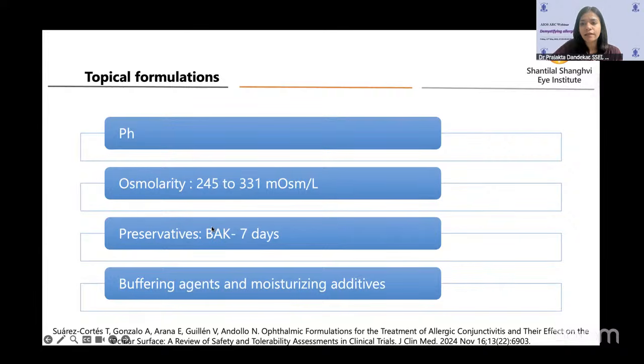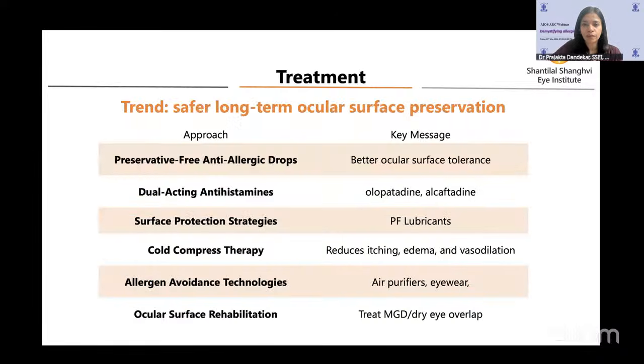Even preservatives like BAK have been shown to affect the cornea, and the staining has been shown to increase even after 7 days of usage. So it is preferred to shift to preservative-free eye drops. Other buffering agents and moisturizing additives also add to a good response and good symptomatology for the patient.